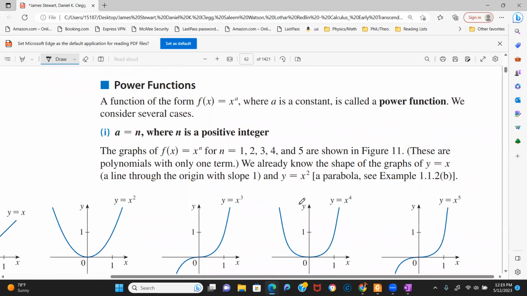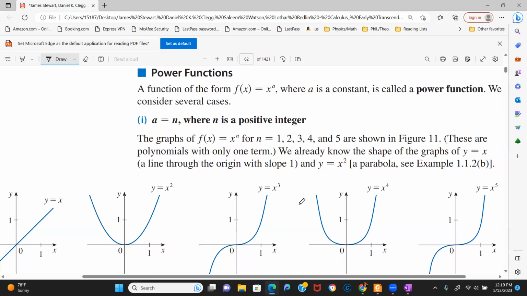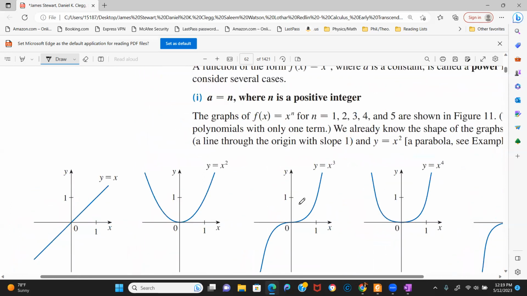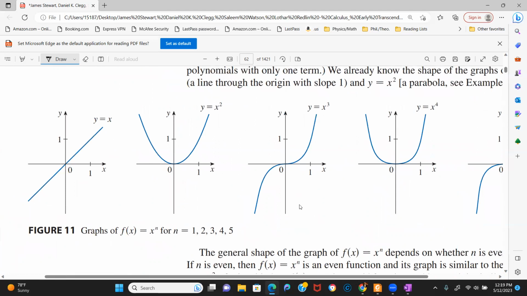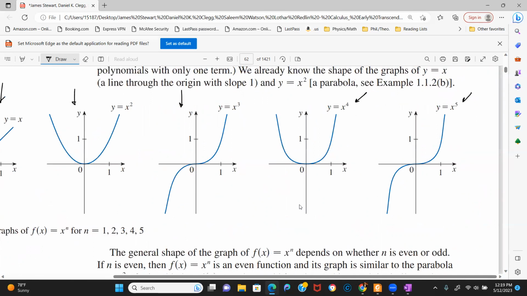Oh, here are the power functions. We actually already looked at these cases right here. We saw this one, and this one. And then you have x to the fourth. You can see it almost basically looks like a parabola, not much different. And then you have x to the fifth.